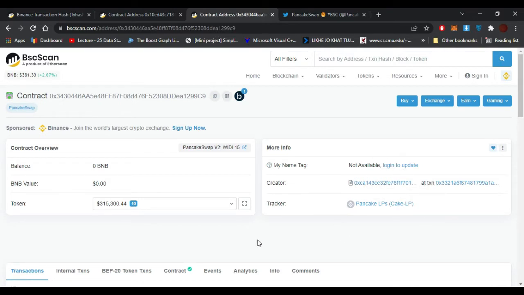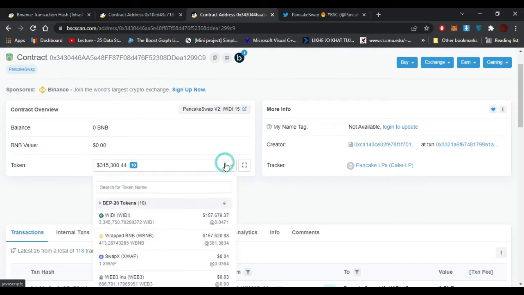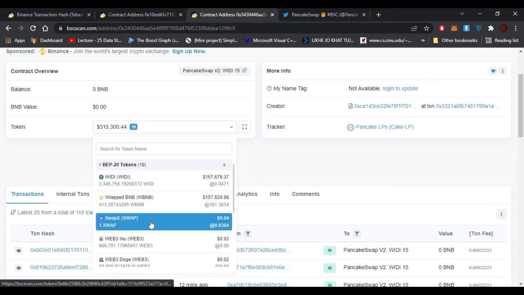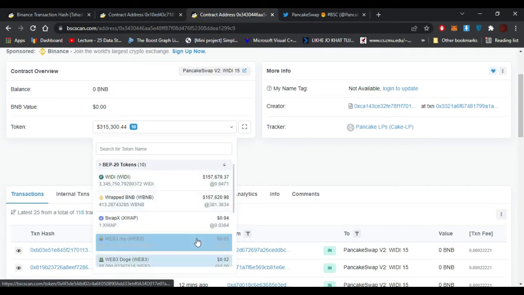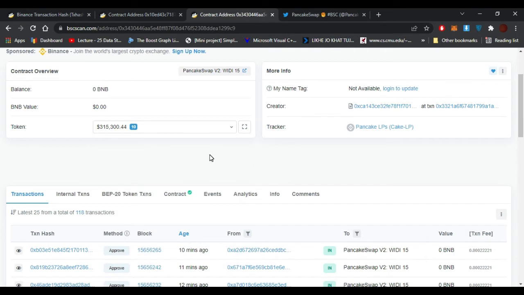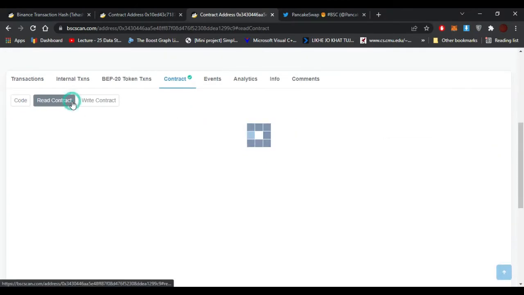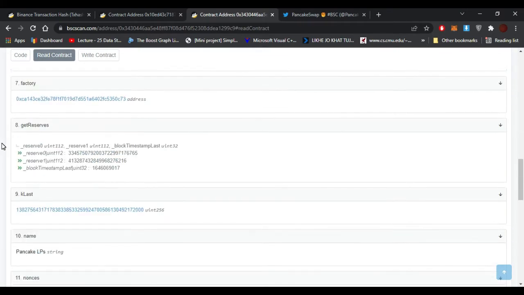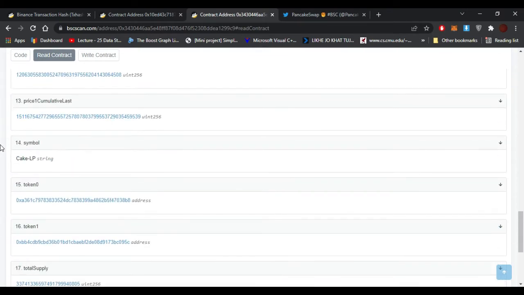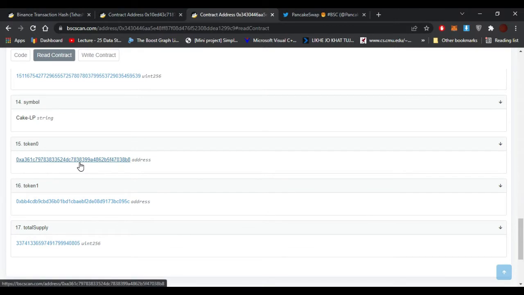So in the token section you might see VD token, BNB, and some other tokens, so don't get confused with that. What you can actually do, if you want to make sure which tokens this pool has exactly, is open the contract section, right? In the contract section you go to the read contract, right? And in the read contract you look for the token 0 and the token 1, right? So this is the token 0, you click on this address, and this is the token 1, right?